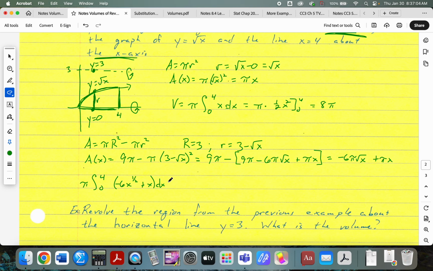Part of the reason this stuff drives me crazy with what some of my colleagues do is they treat these like they are two entirely different things, and they're really the same thing. You just have to figure out what the cross section is on a volume of revolution, whereas in the volumes by slicing, it gives you what the cross section is.